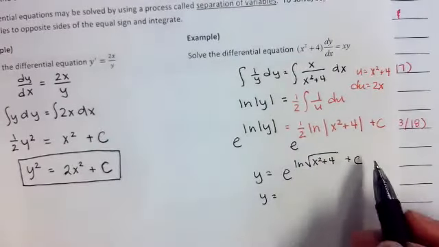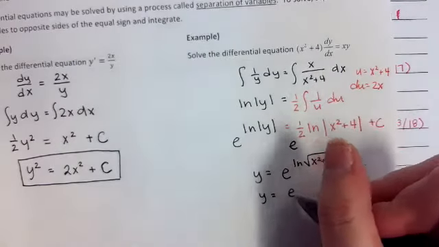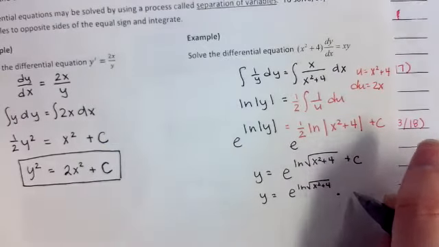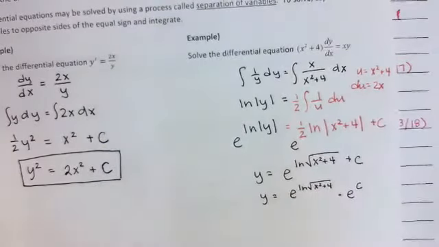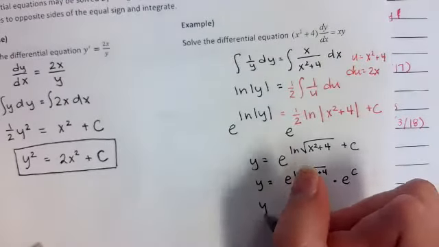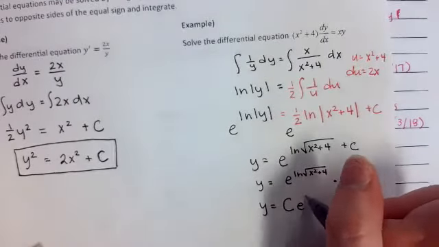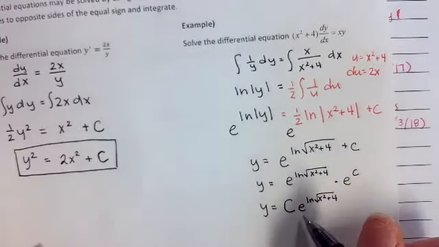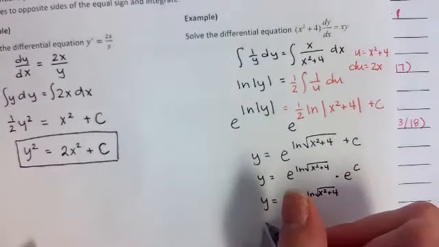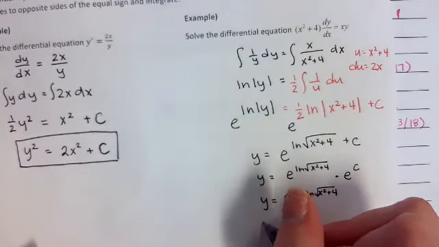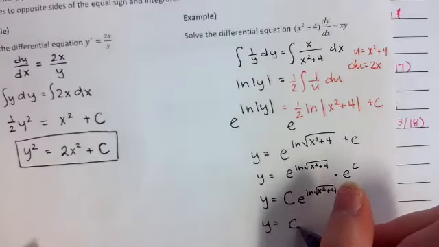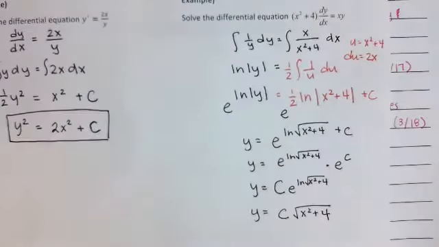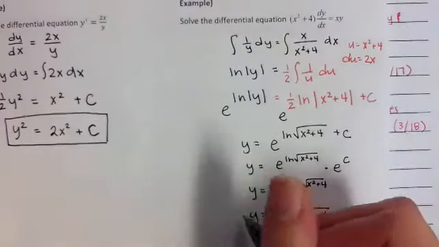The plus c is in the exponent. When I'm adding things in an exponent, what did we say we were doing to the base? Right, the c is going to go in front because it's e to the c or times e to the c, which we said was a bigger constant. So we're going to have c e to the ln of square root x squared plus 4. What's going to happen with the e and the ln? They cancel. Yep. C times the square root of x squared plus 4.